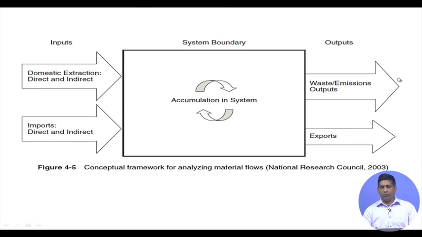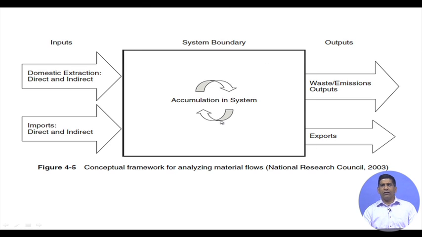Then we have some output. Outputs are waste and emission output. Some waste is going out, some emissions are going out, and then there could be some exports as well, which is exported out of that particular system boundary. So think about the system boundary as the geographical region of India, for example.